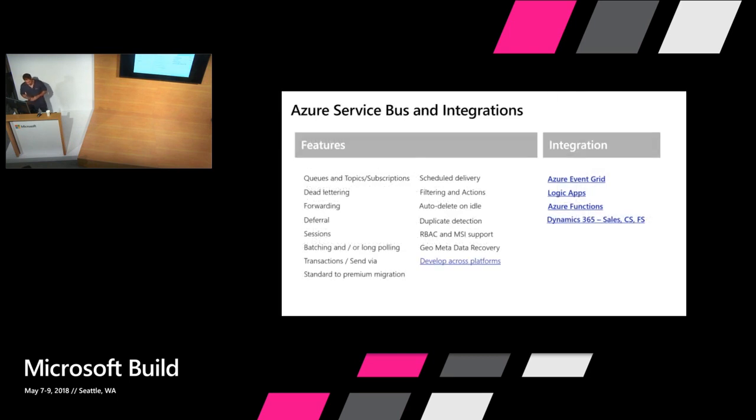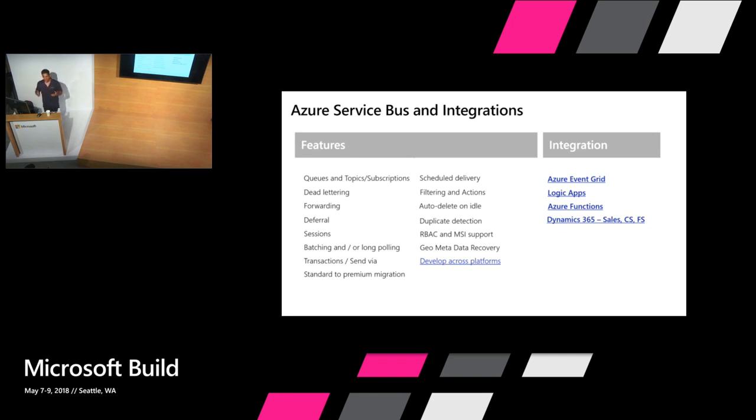So let's go very quickly over some of the features we have in Service Bus. We talked about queues and topics. We have dead lettering, so whenever you receive a message, you try it 10 times. It fails, it goes into the dead letter queue. You never lose a message. You can pick the message from the dead letter queue. Forwarding, so you can define forwarding between multiple queues. Deferral means you get a message, your client realizes the message is out of order, it puts it back.